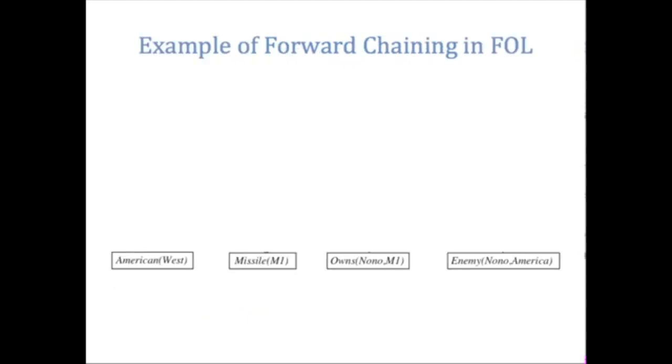So here are the clauses we know to be true, the ones that don't involve implication, and we'll use as the base of implication. So we know that West is an American. We know that our skolemized M1 is a missile. We know that No owns M1, and we know that No is an enemy of America.